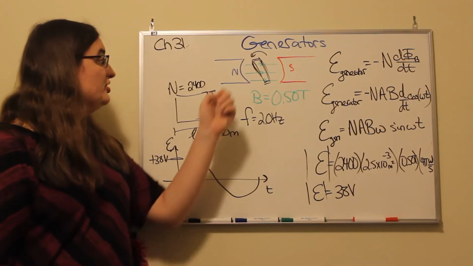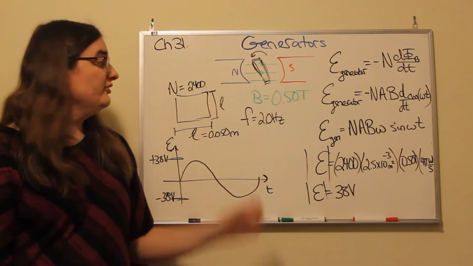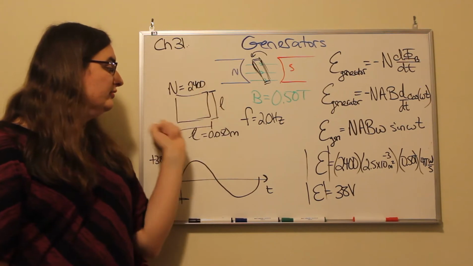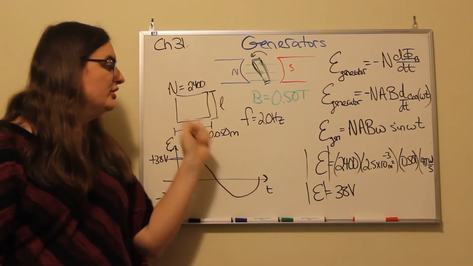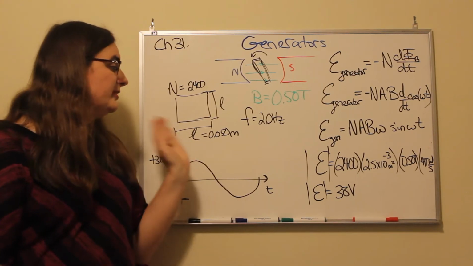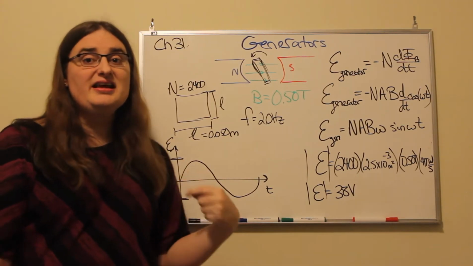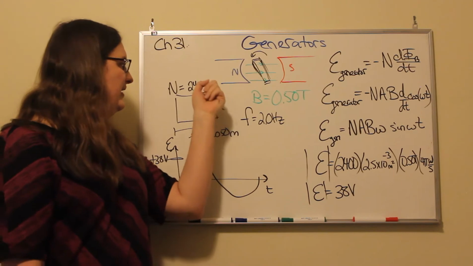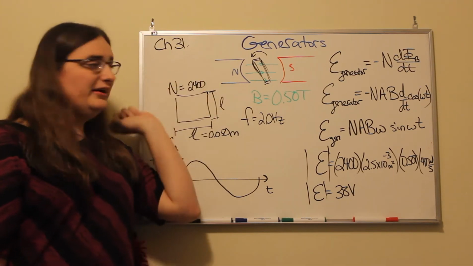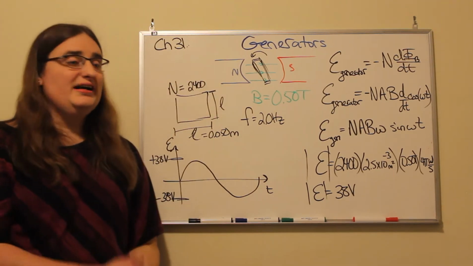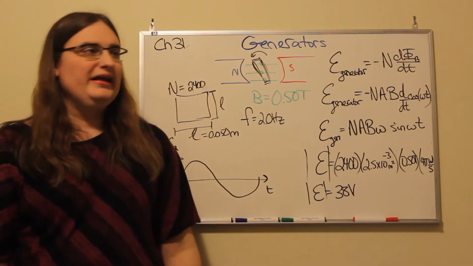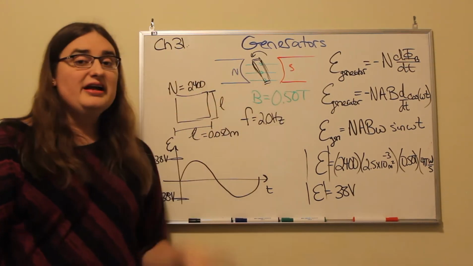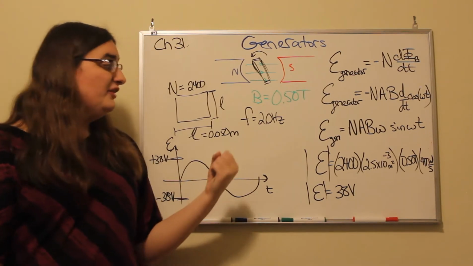So say we build a hand crank generator where there's a square loop, each side is 5 centimeters, so 0.05 meters, which means our area is going to be 2.5 times 10 to the negative 3 meters squared. And we wind a thin wire 2,400 times around that square.